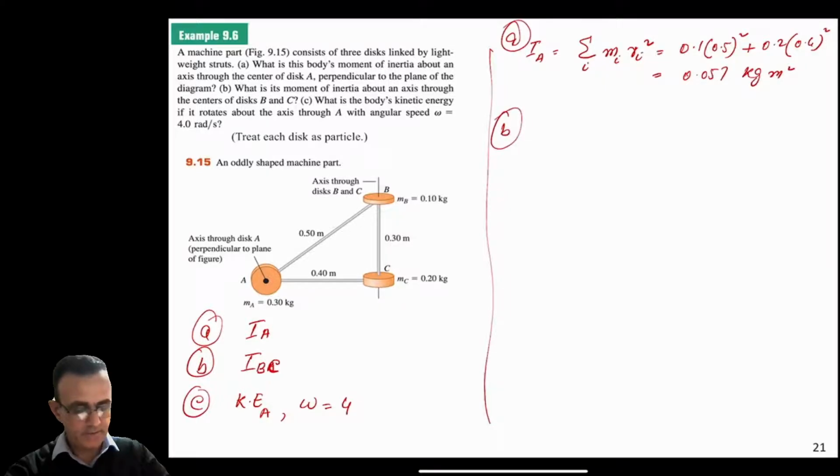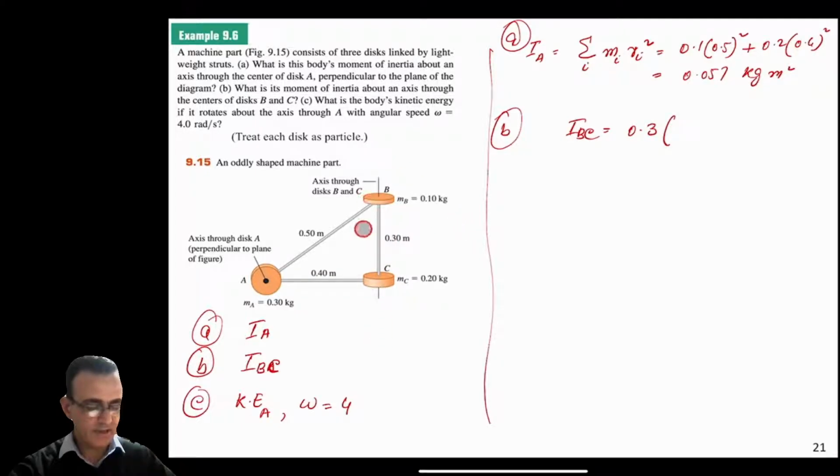In part B, we need to calculate I_BC, because now the body is rotating about BC, so the contribution of m_B and m_C will be 0. So it will be just 0.3. And in this case, we will always take the perpendicular distance, because this is the moment of the mass. The perpendicular distance between this axis and this mass is 0.4. So 0.3 times 0.4 squared, and that will become 0.048 kilogram meters square.